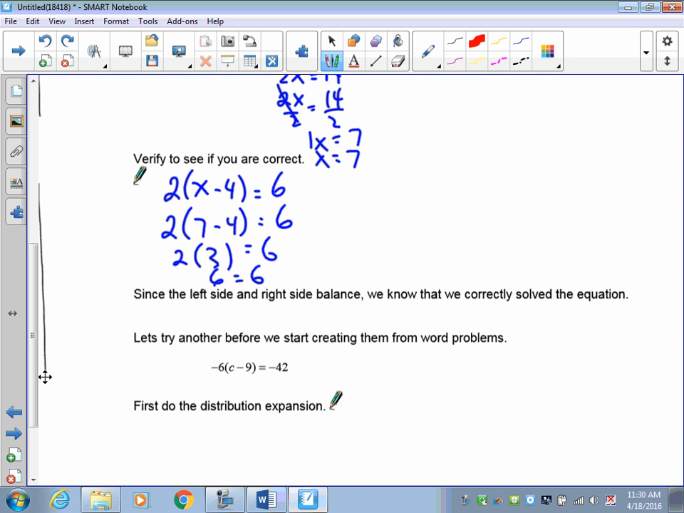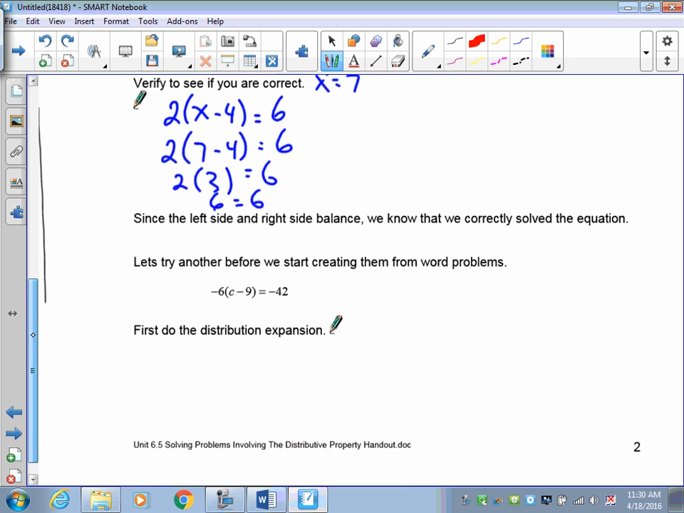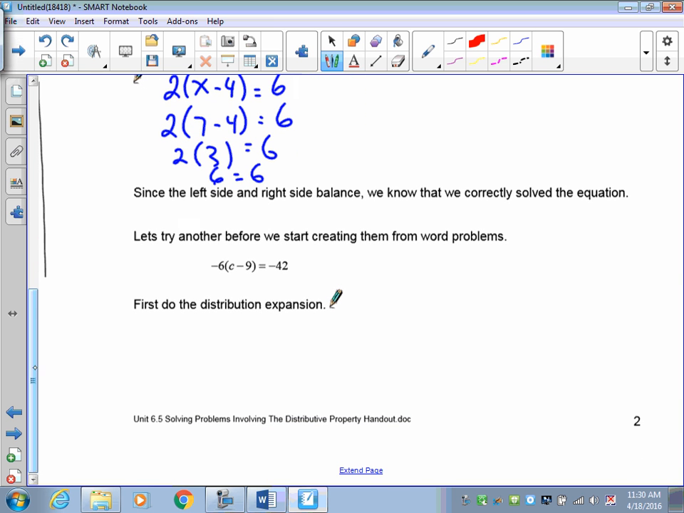Okay, let's try another one. This has got a whole bunch of negatives in it, so let's see if you can keep them straight. I'd like you to try to solve this without my help. Take a crack at it.